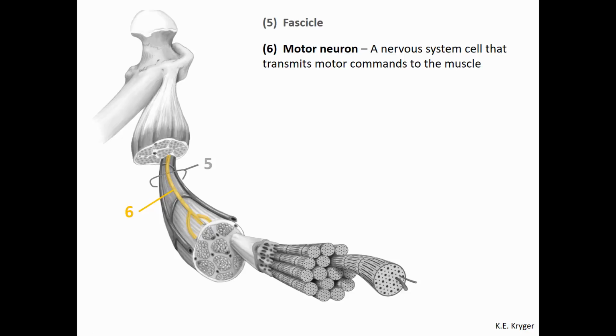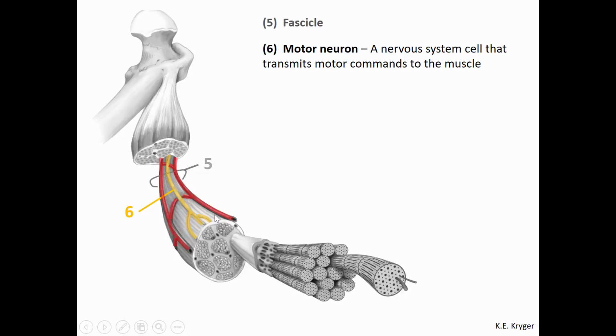The motor neuron is a nervous system cell, and this nervous system cell transmits motor commands to the muscle. In other words, the nervous system is in control here. In order for muscle to contract, it actually needs a signal from the nervous system to do so. That makes the skeletal muscle voluntary. So you right now taking notes, when you're writing and coloring, you're voluntarily doing so, whether you feel like it or not.